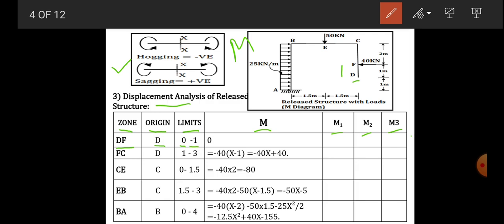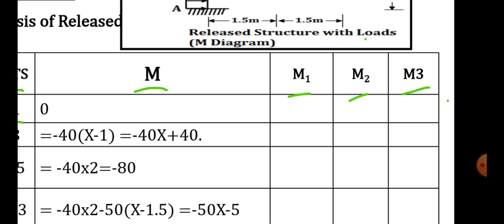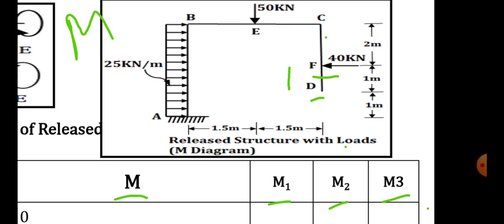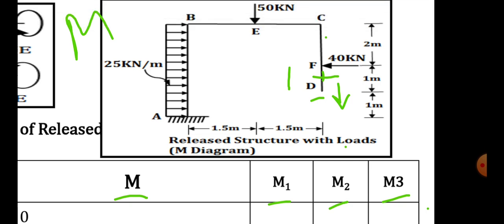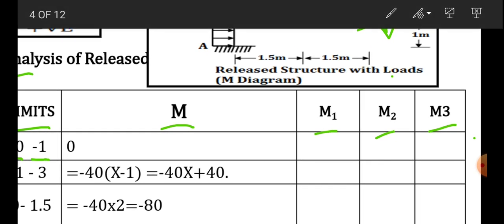Now, if you draw an imaginary section in this zone, horizontal and vertical, and look toward the origin side, that means the D side, there is no force acting on the frame down to the imaginary axis. If there is no force, there is no moment, therefore the value for the first cell will be 0.